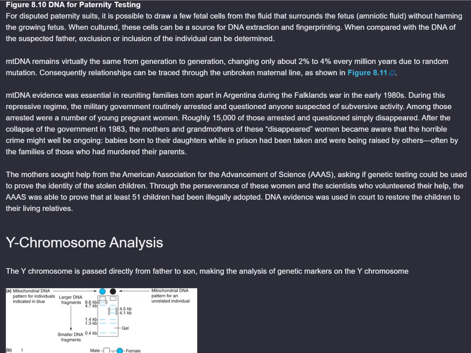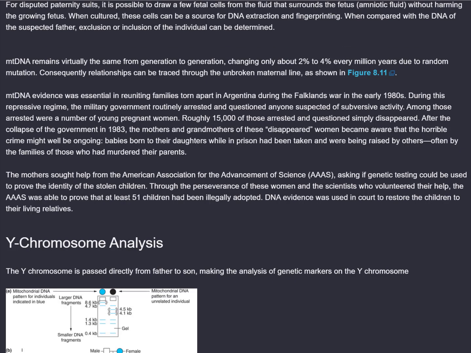Figure 8.10 DNA for paternity testing. For disputed paternity suits, it is possible to draw a few fetal cells from the fluid that surrounds the fetus, amniotic fluid, without harming the growing fetus. When cultured, these cells can be a source for DNA extraction and fingerprinting. When compared with the DNA of the suspected father, exclusion or inclusion of the individual can be determined.